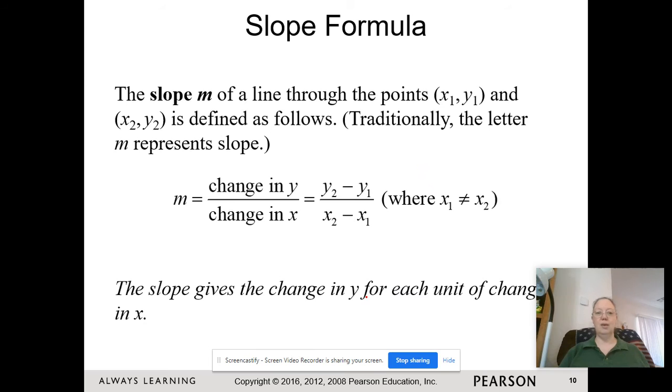So when we find the slope using ordered pairs, we are going to subtract the y's and we're going to subtract the x's, and the y's do have to go on top of that. Remember, the change in the y is the rise, and this is our run. So we're going to take the second y value, subtract the first one, take the second x value, subtract the first one.